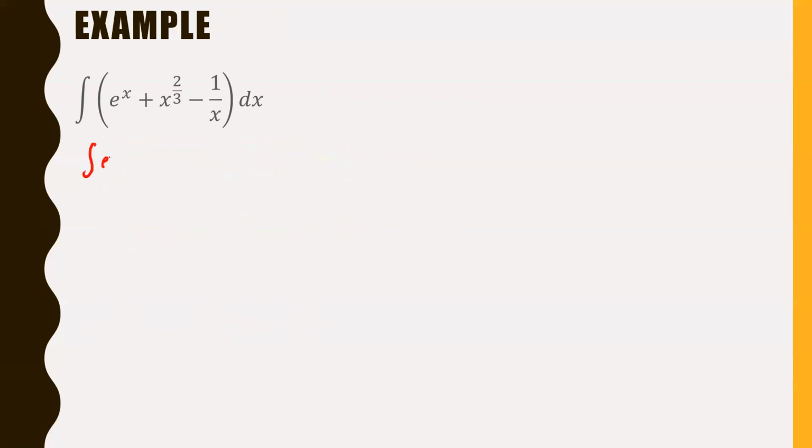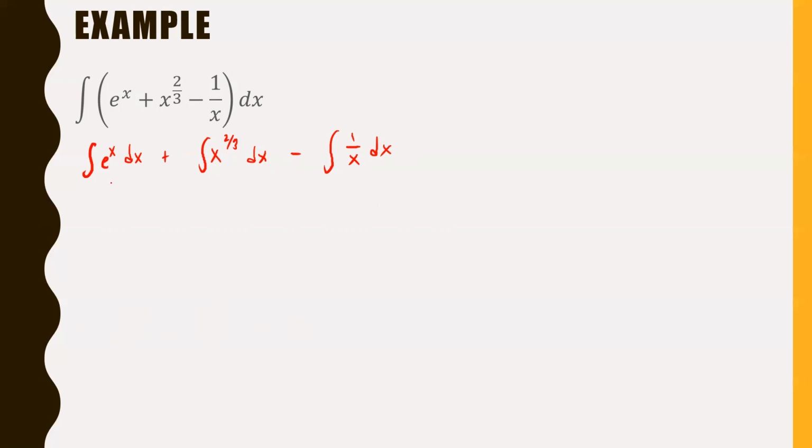This is going to be the integral of e to the power of x dx plus the integral of x to the power of 2/3 dx minus the integral of 1 over x dx. Now, the middle one is probably, believe it or not, going to be one of the easier ones here. These other ones on the sides, they're kind of weird. We haven't seen anything like this in a little while.